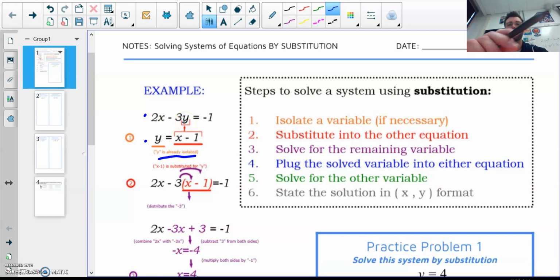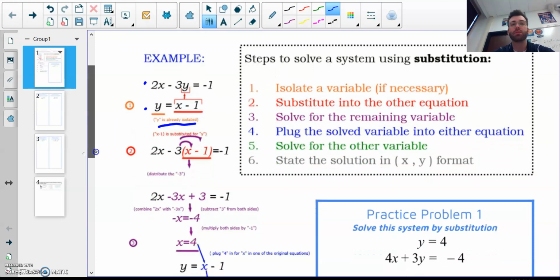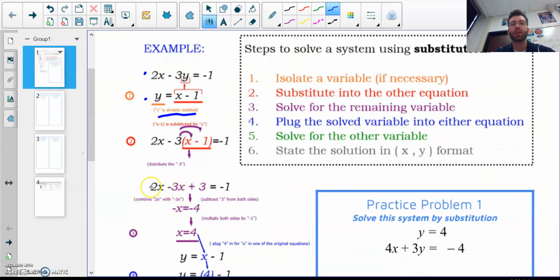So how is that going to look? We'll have 2x minus 3, where there was a y, there's now an x minus 1, equals negative 1. What do I do when there's a number attached to parentheses? I distribute. I distribute the negative 3, so it's 2x minus 3x plus 3 equals negative 1. You want to combine your like terms. 2x minus 3x gives me negative x.